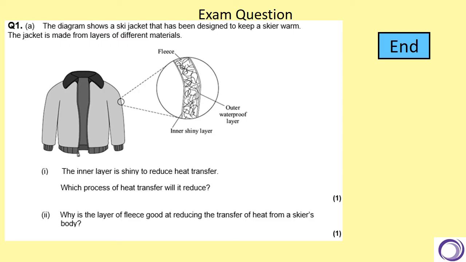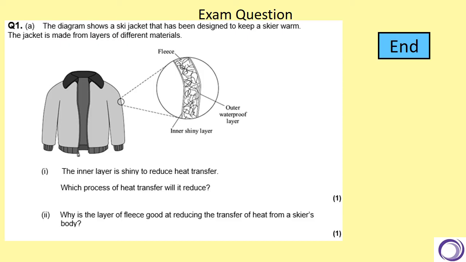Part 1. Which process of heat transfer will it reduce? So it's talking about the shiny layer. There's 3 types of heat transfer. Conduction, where we're talking about heat travelling through a material. Convection, where we're talking about fluids, that's liquids and gases, heating up, expanding, becoming less dense and rising. Hot air rises, that's where that comes from. Then we've got radiation. Radiation is infrared. It's waves transferring energy from a material.